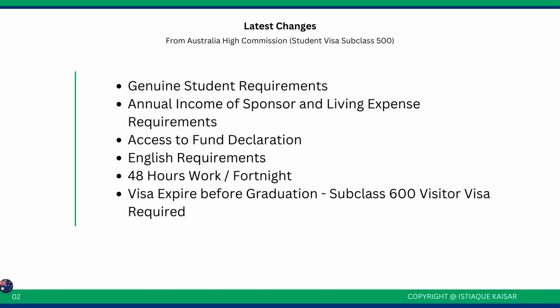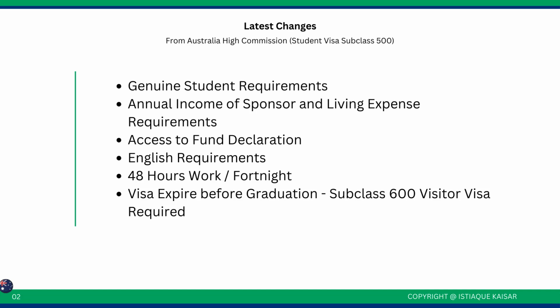Then English requirements have changes, so you can check the DHA website. But straightforwardly, if it is 5.5, you are meeting the high commission requirements with an English course and others, whatever else.